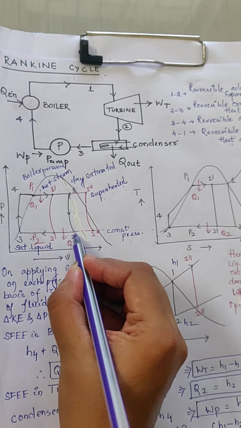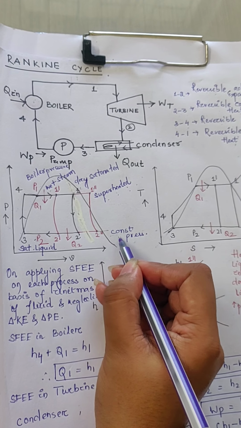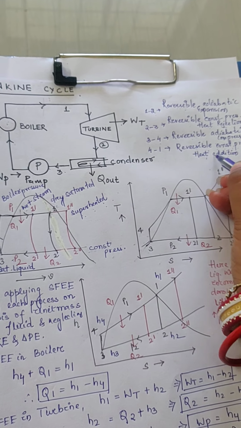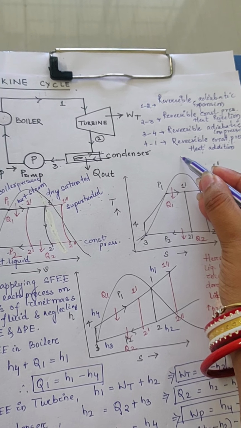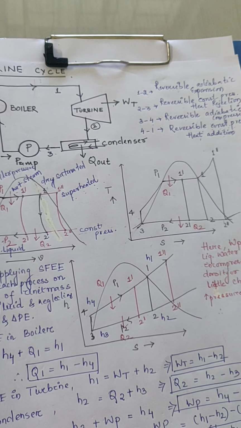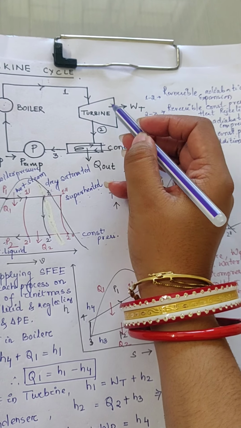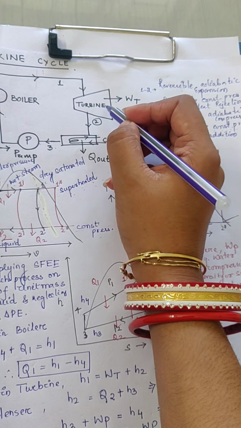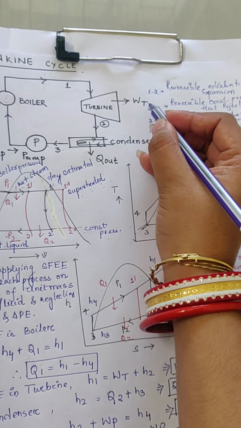But the process from 2 to 3, I have told that it is at constant pressure, because it is reversible constant pressure heat rejection from 2 to 3 and reversible constant pressure heat addition. So when the steam strikes the turbine, inside the turbine the blades rotate and it generates the power, which will be converted into electricity.